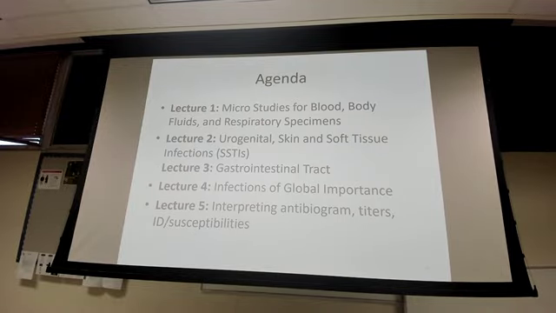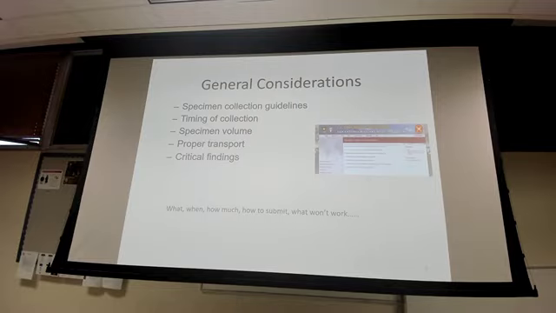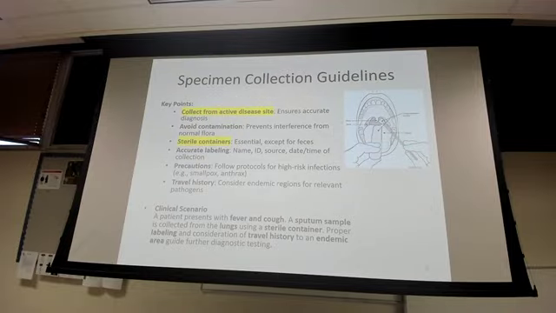Okay, so here's our agenda. Like I said, we're going to be going over lecture 1 and 2 today, 3 and 4 tomorrow, and 5 on another day. These are just some general considerations when providing microbiology specimens to the lab. You also have to take into account timing. You usually want it in less than 2 hours. Then volume, depending on the type of specimen, proper transport, and critical findings. That's what we're going to be talking about today.